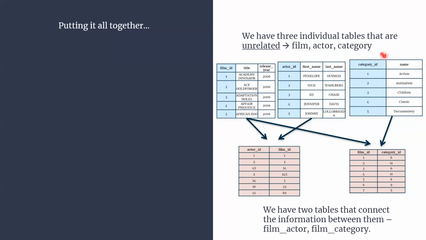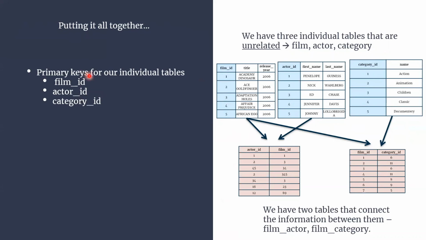Okay, so this is our database. This is what we have so far. We've got 5 tables, 3 individual tables or sort of main tables, and 2 tables that connect the information between them. So the primary keys for our individual tables, there's the film ID column from the film table, the actor ID column from the actor table, and the category ID column from the category table. So these are the primary keys for these 3 tables.